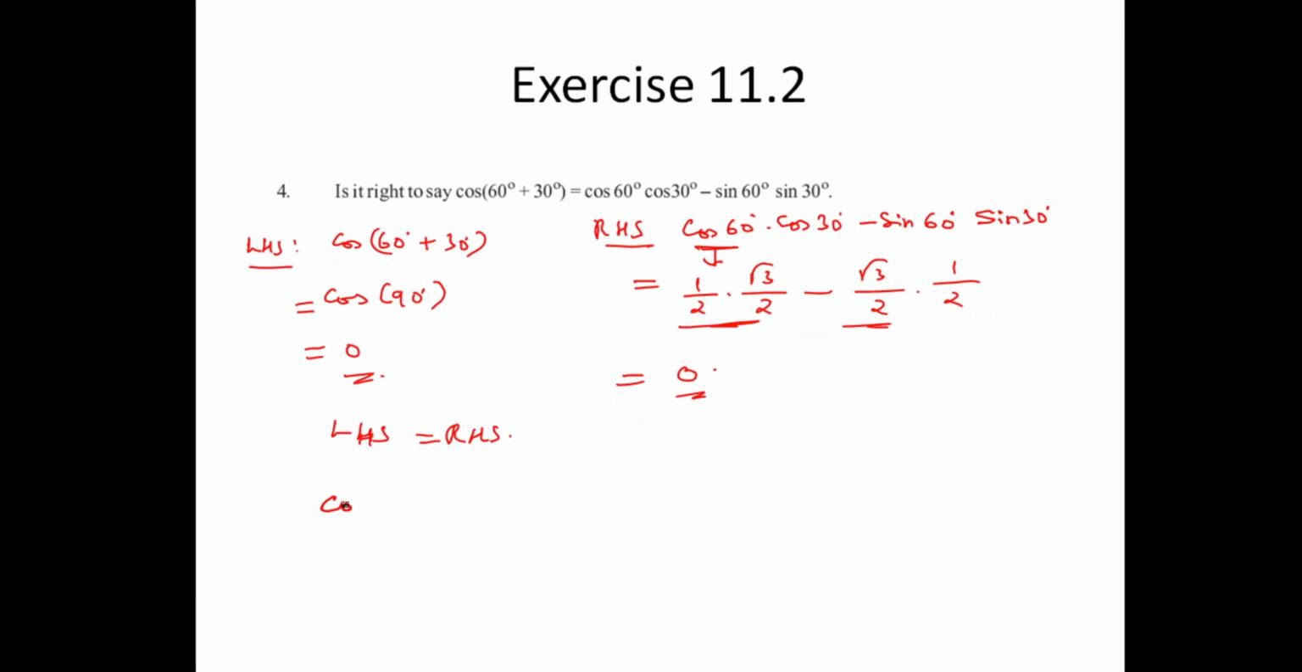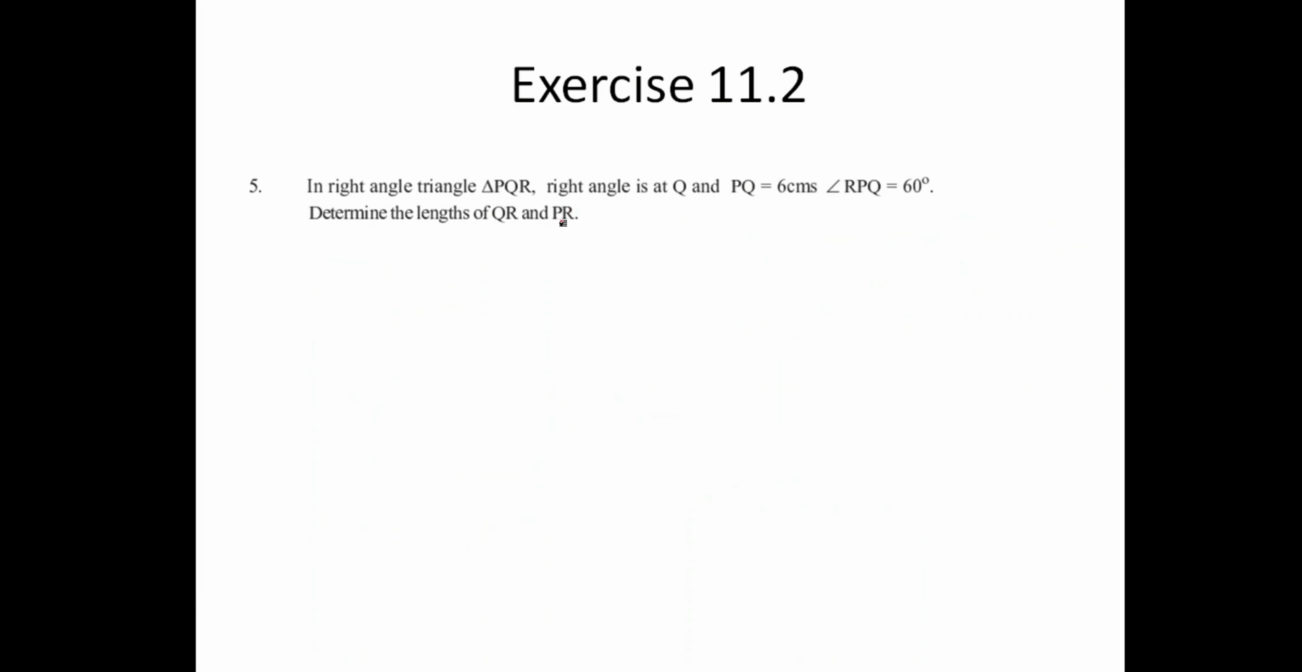It is right to say that cos of a plus b is written as cos a into cos b minus sin a into sin b. So this is the required conclusion. Now, isn't this equivalent to this one? Yes, it is equal, right? It is right. So let's see the next one.